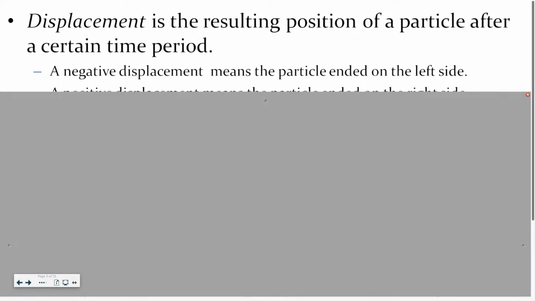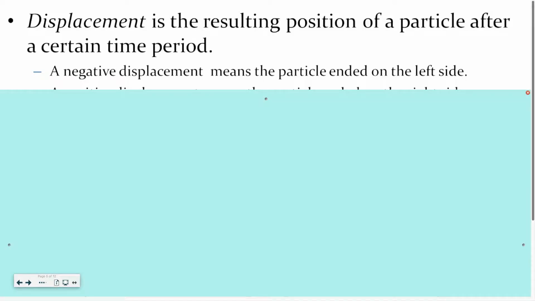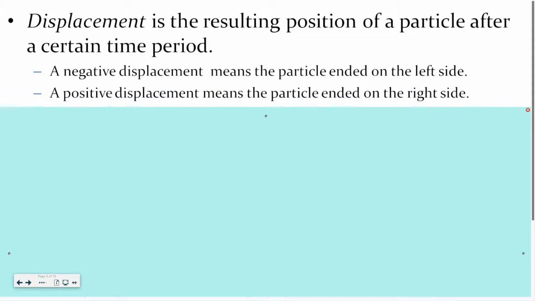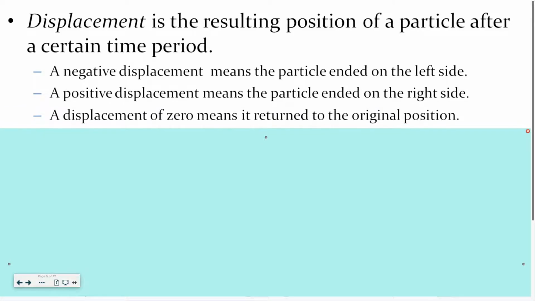Well, if we're talking about side-to-side motion, negative displacement means the particle has ended on the left. Positive means we're ending up on the right. And 0 means we're at its original position. And displacement, like Lauren pointed out, is always relative to where we begin. So if we have negative displacement, we're to the left of where we began. If we have positive displacement, we're to the right. And if we have 0 for displacement, that means we ended where we began.